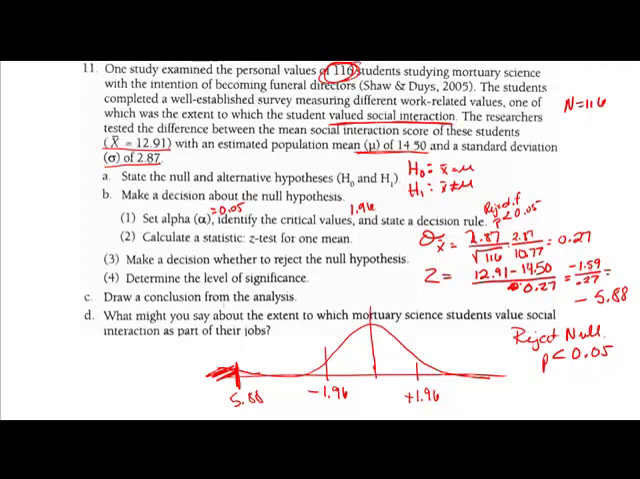So the mean social interaction value for the 116 mortuary science students is significantly lower than the population mean. It suggests that mortuary science students don't appear to value social interaction as part of their jobs. That's that one.